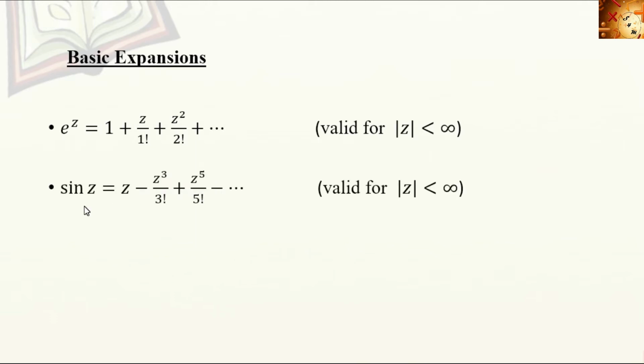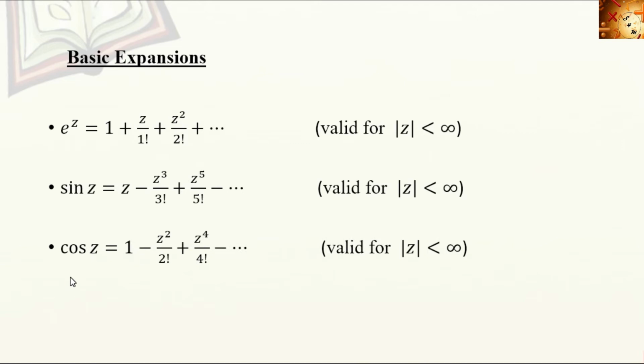Similarly, sin z, like the sin x expansion in calculus. Similar to that, we have sin z equal to z minus z cube by 3 factorial plus z raised to 5 by 5 factorial minus etc. Since sin z is an odd function, the powers of z will be odd and alternately plus and minus. Next, cos z. Cos z is an even function, so the powers will be even, and the expansion is cos z equal to 1 minus z square by 2 factorial plus z raised to 4 by 4 factorial minus etc. All these expansions are valid for mod z less than infinity.